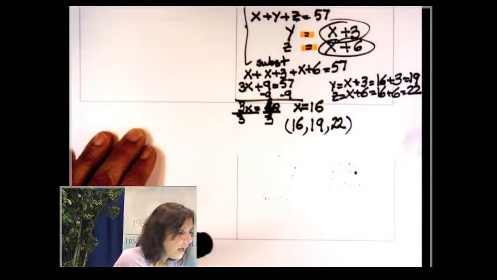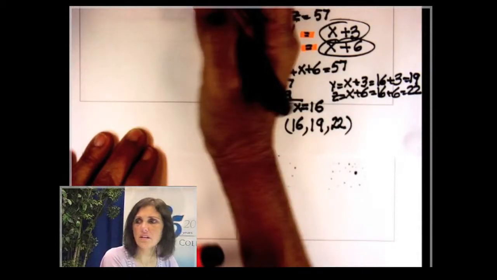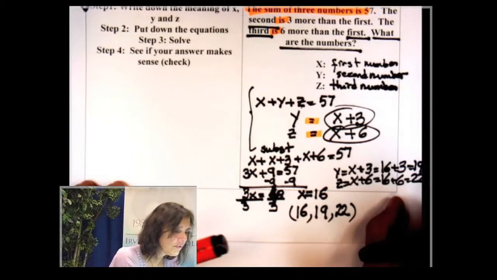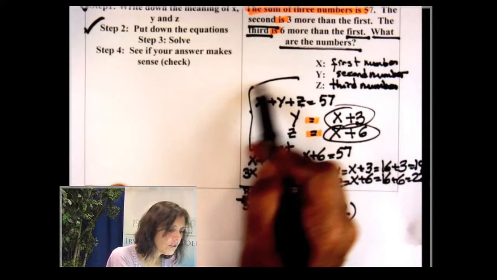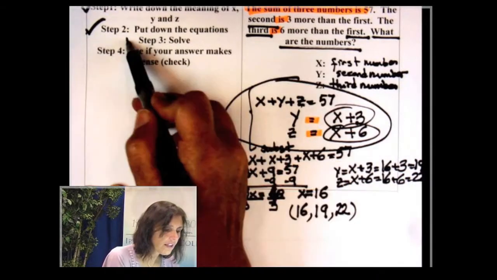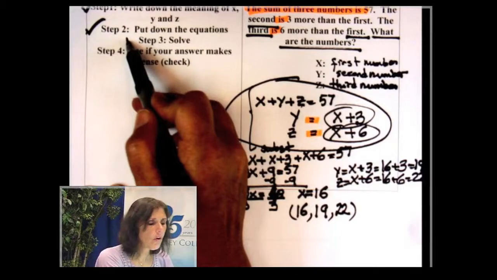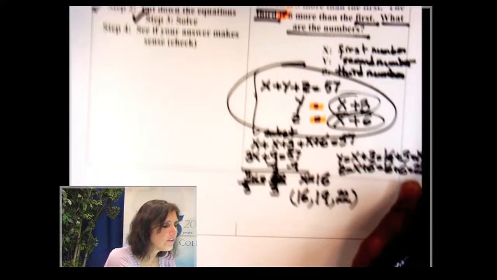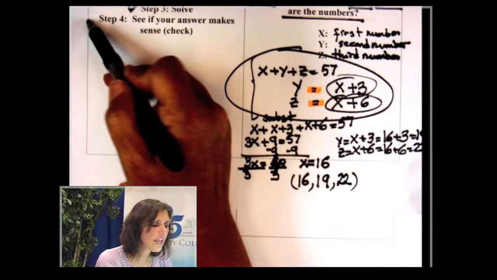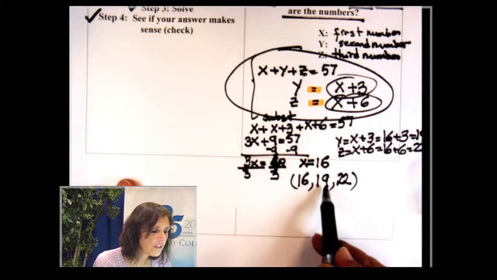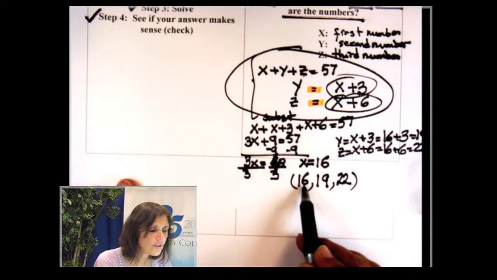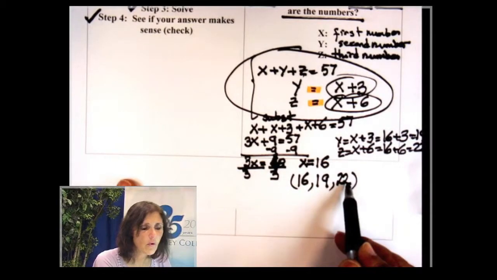Now, I put down the equations right here in the step 2. This is putting down the equations. Solve. I did that. Now, I may want to go and kind of double check, see if your answer makes sense. Let's look at it. Second one is 3 more than the first. Third one is 6 more than the first.